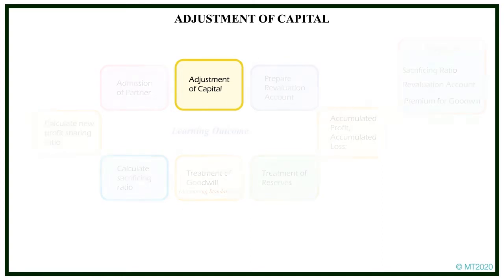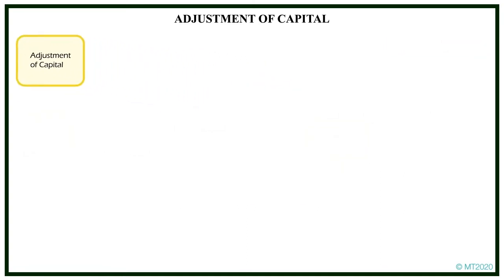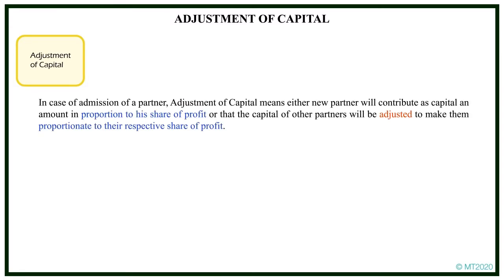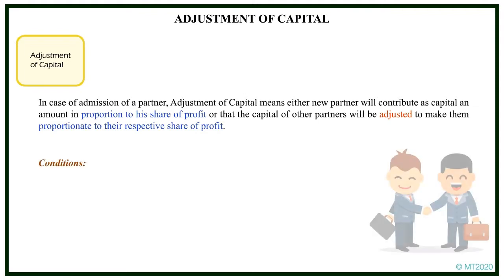To begin my explanation, let us first know what is adjustment of capital. In case of admission of a partner, adjustment of capital means either the new partner will contribute as capital an amount in proportion to his share of profit, or the capital of other partners will be adjusted to make them proportionate to their respective share of profit. So we shall discuss adjustment of capital under two conditions.